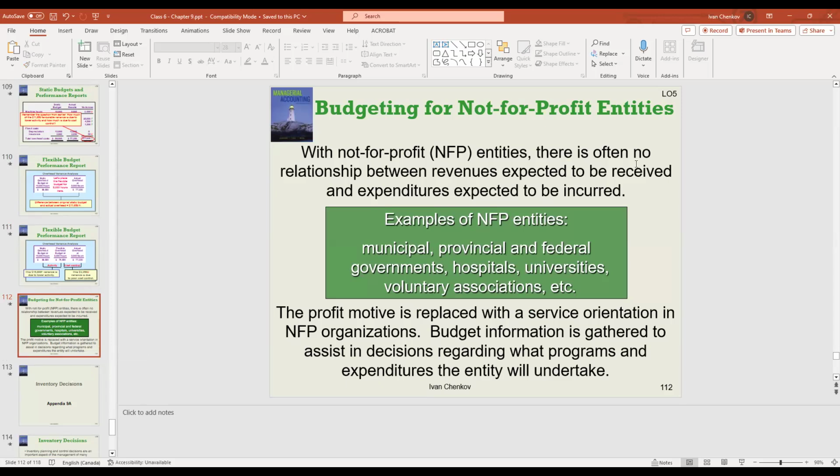Now, since we know that the static budget doesn't help us to identify the variances, and we know now that we have to move to the variable budget, the flexible budget, let's go now and cover our variances chapter, which will be chapter 10.